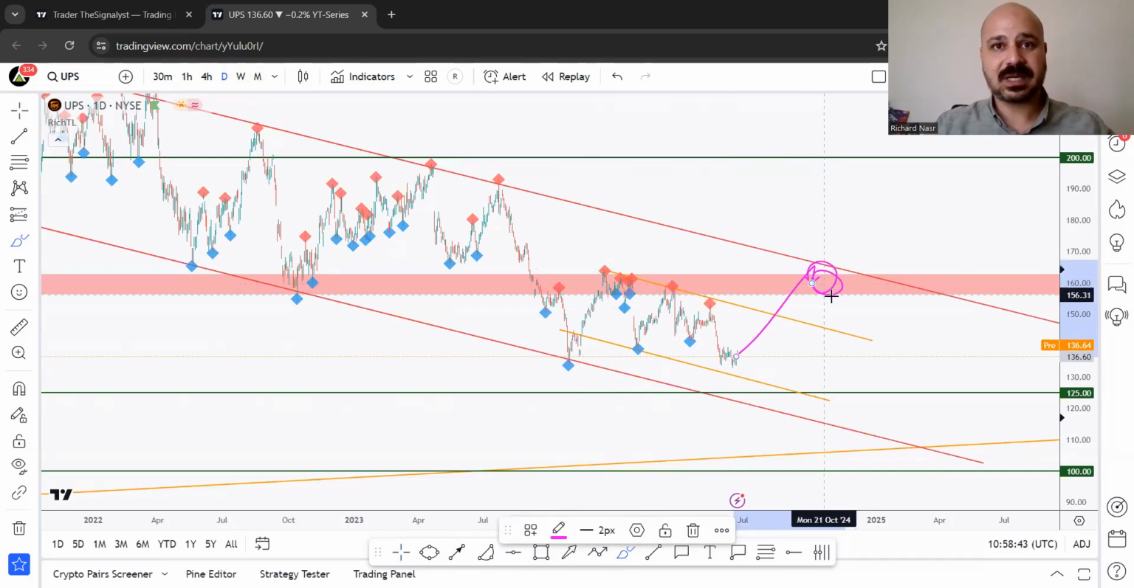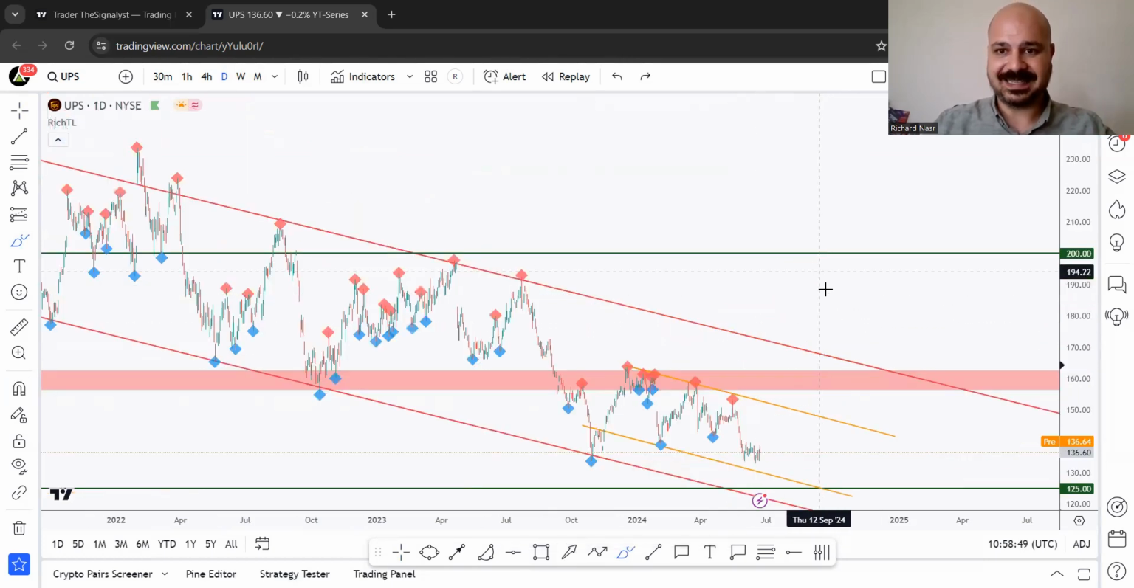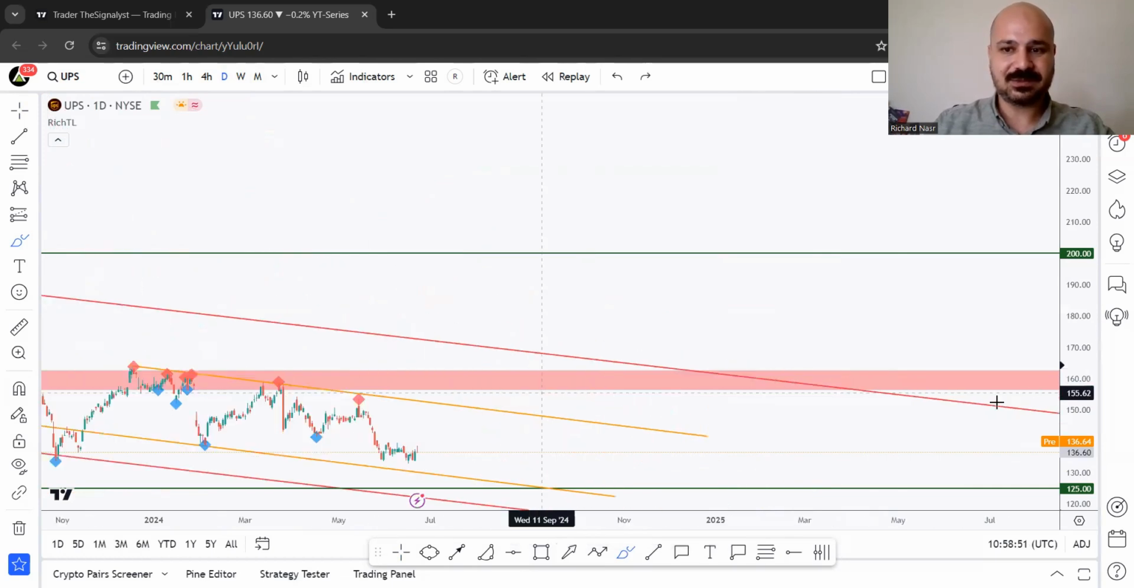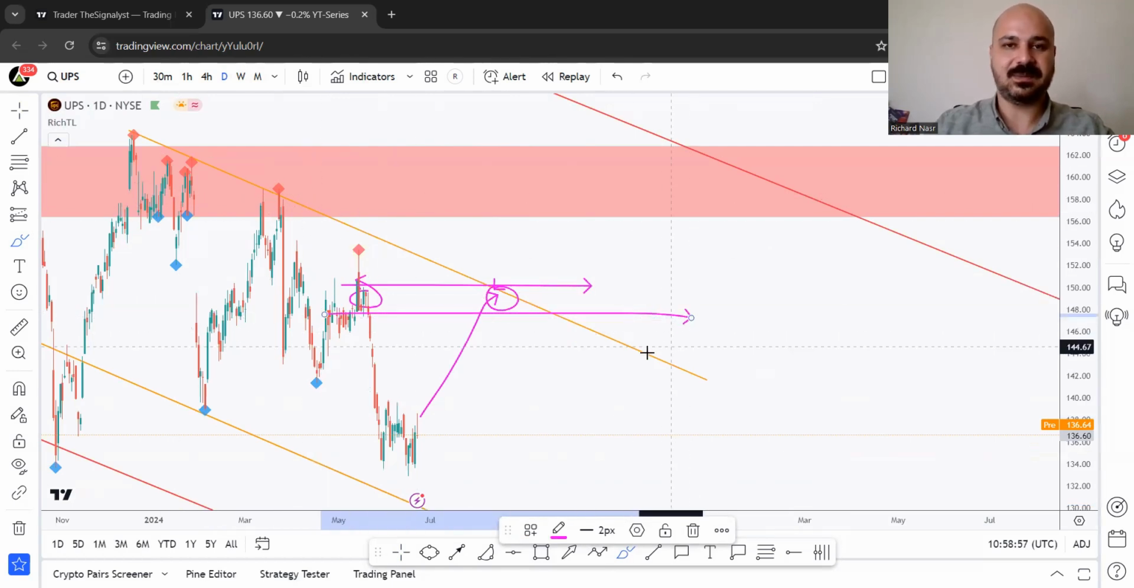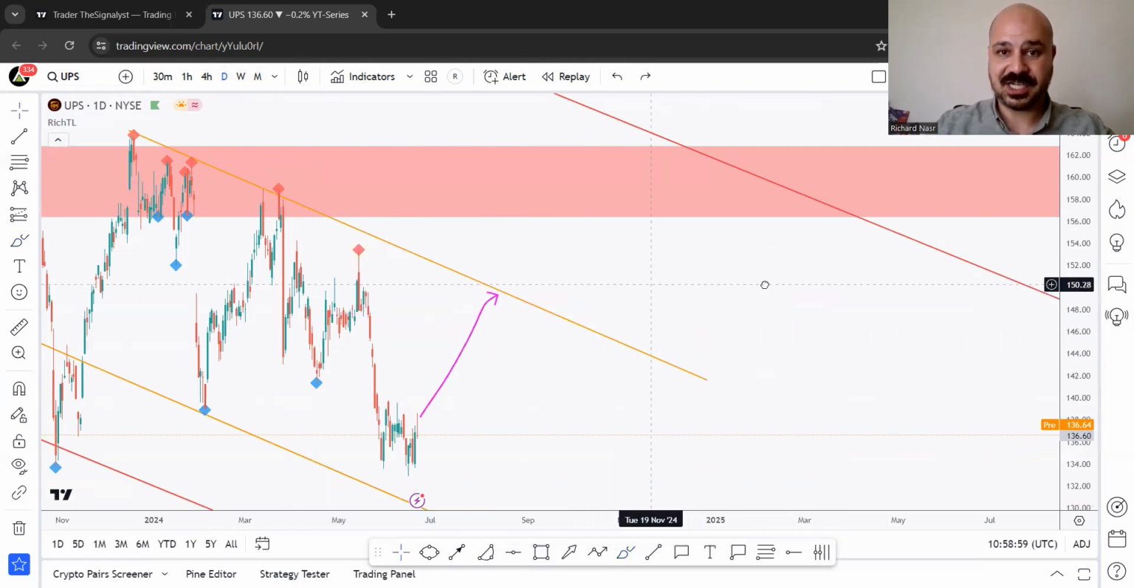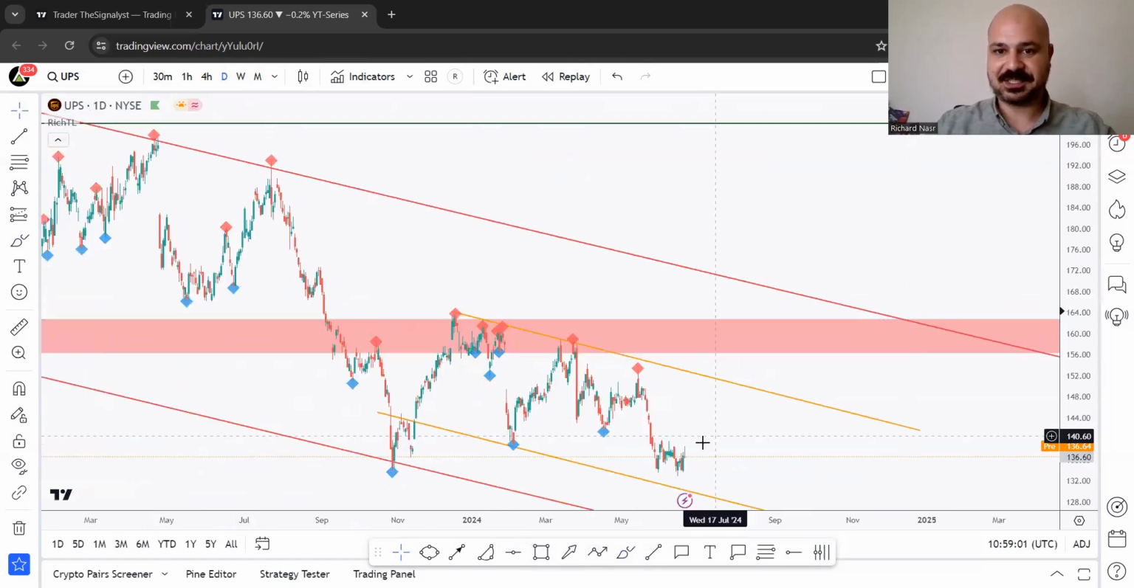For those who are looking for short setups, this would be a very nice area to look for shorts, of course, if we get there. And also, this would be a good area to look for shorts. We have a supply zone intersecting with the upper bound of this falling channel. Meanwhile, as I mentioned previously, we'll be looking for buy setups right there.